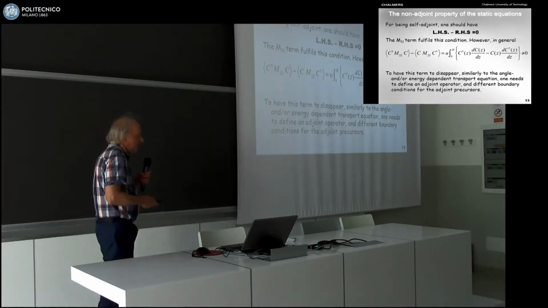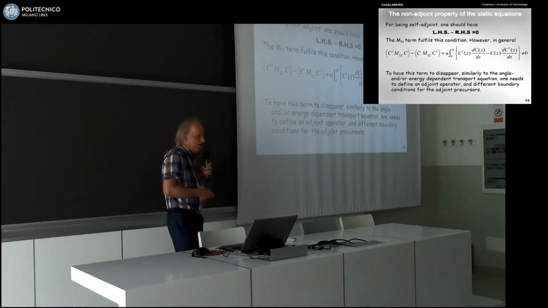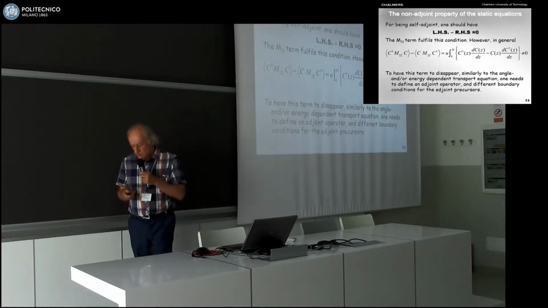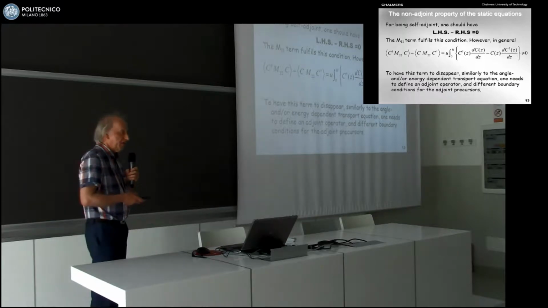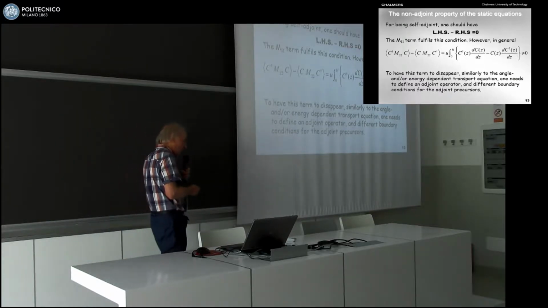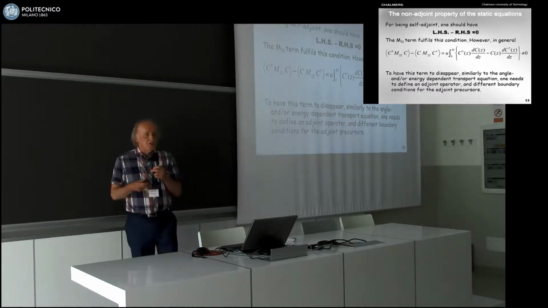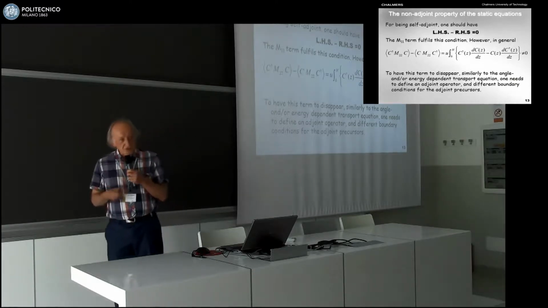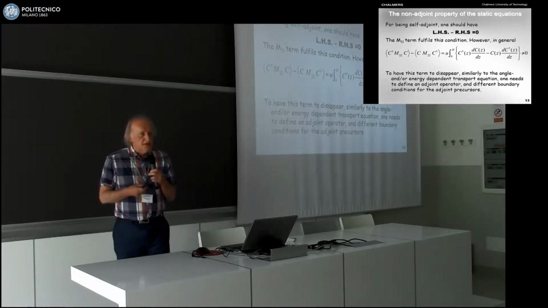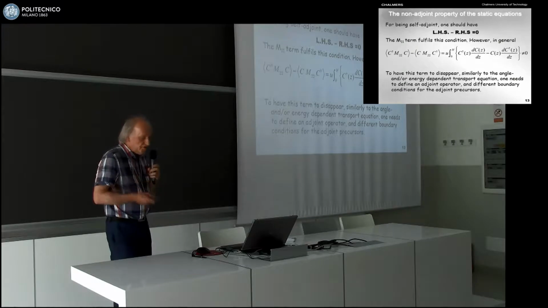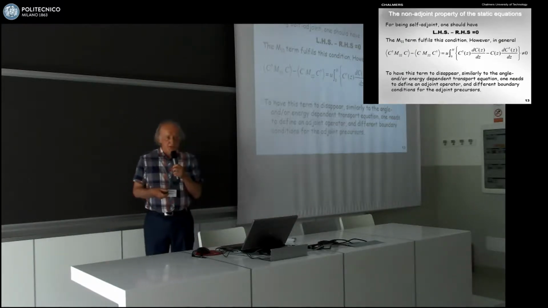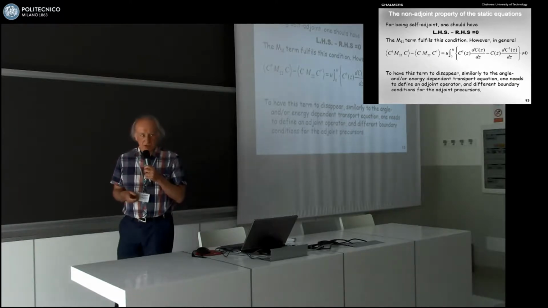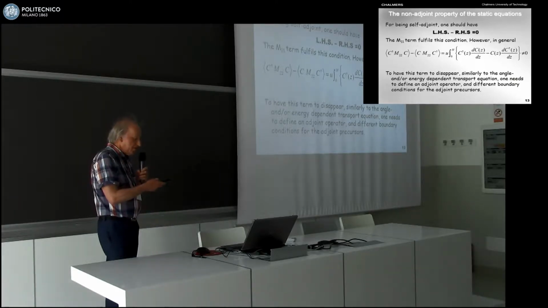Now, to make the problem not self-adjoint, but to construct an operator and a corresponding function, which is the adjoint function and the adjoint operator, one needs to define the adjoint operator, and it's not enough to define only the operator. We know that from ordinary transport theory. One also needs to specify a different boundary condition. And this is the same here.